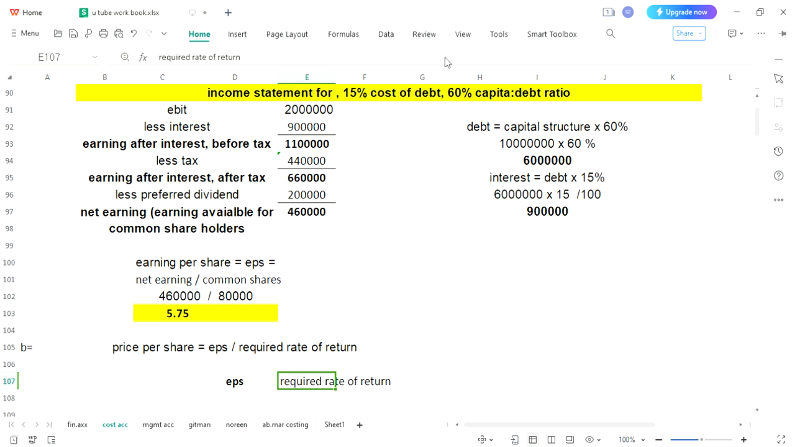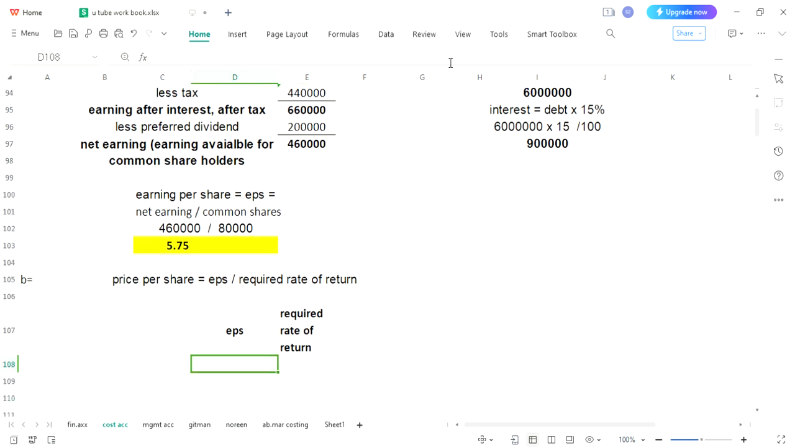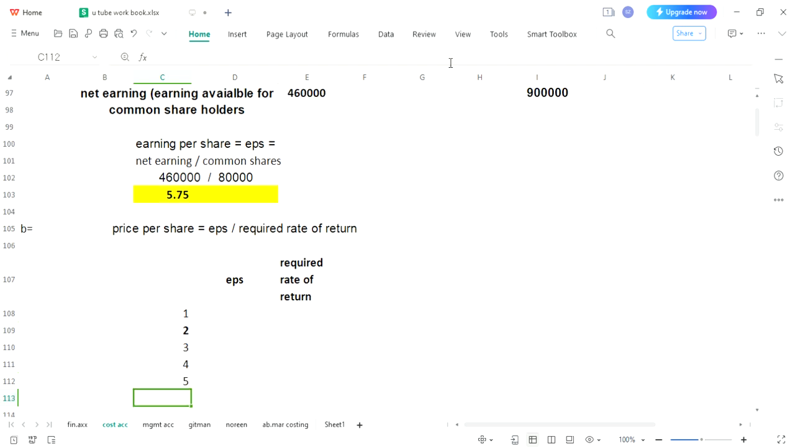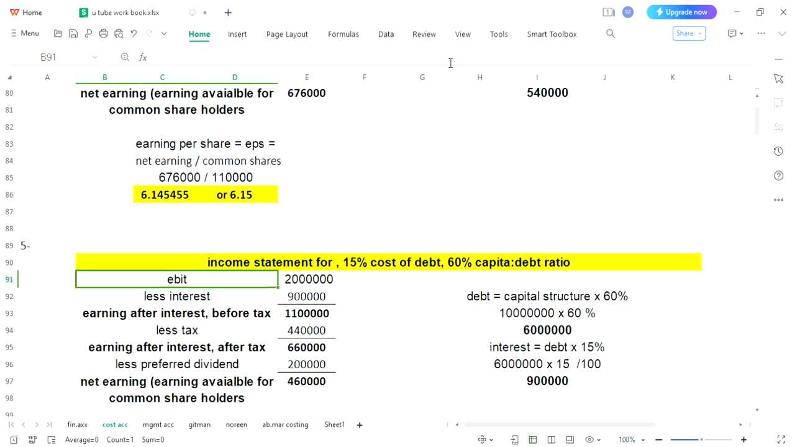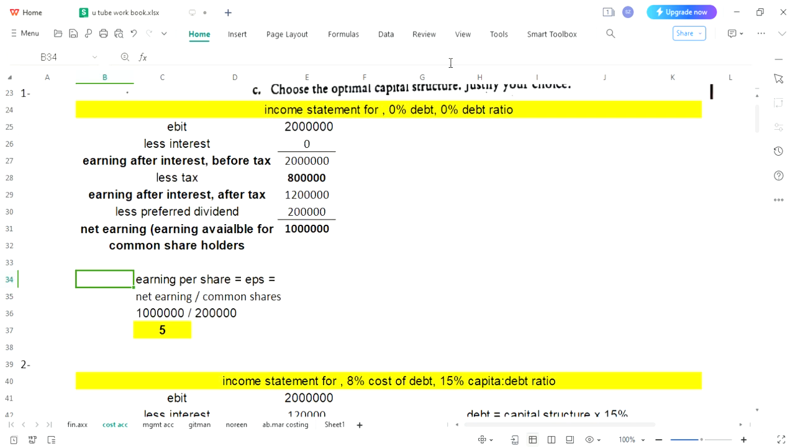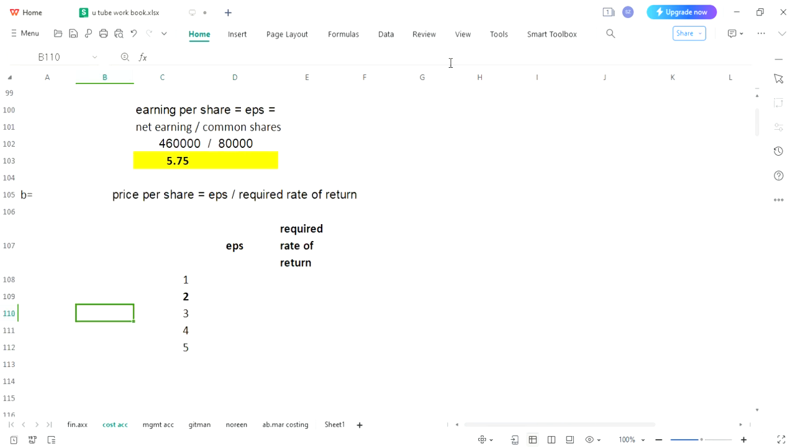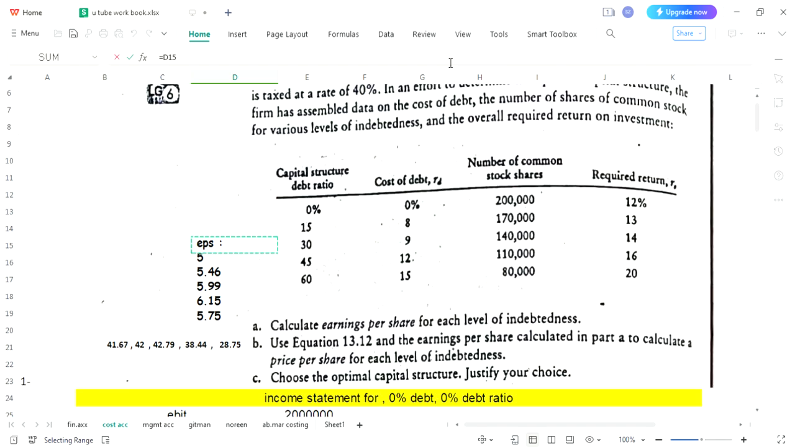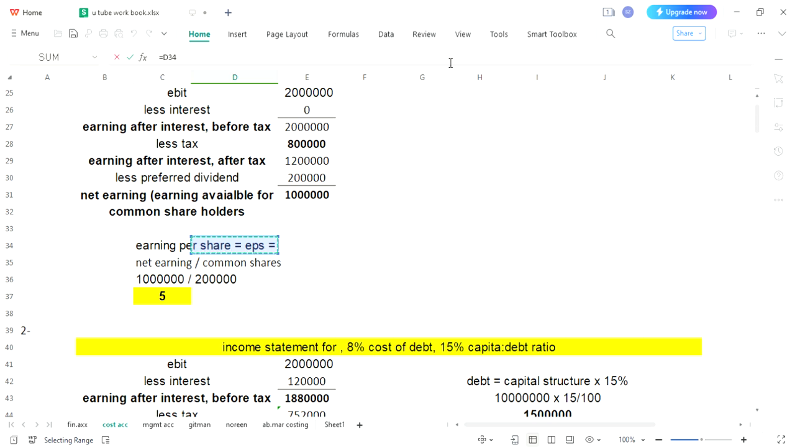So let's wrap it up and write down EPS, which we have calculated, and we were having five parts: 1, 2, 3, 4, 5. And EPS for the first structure, let's ask Excel to write it. For the first EPS, we will go upside.